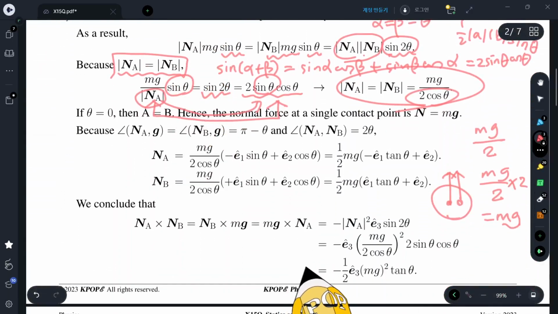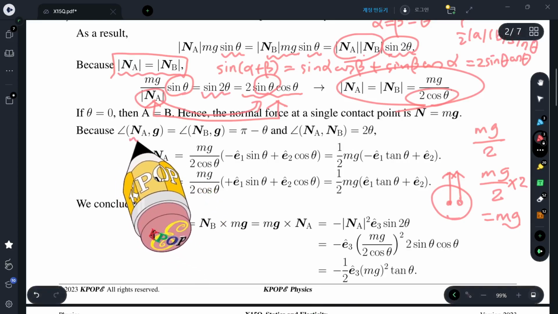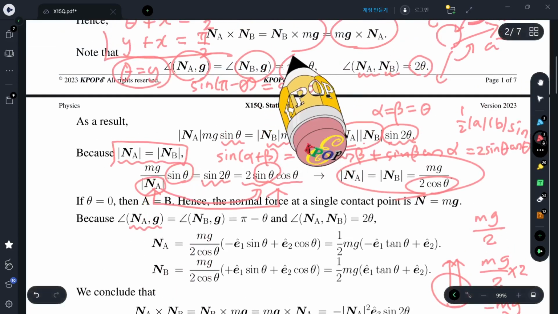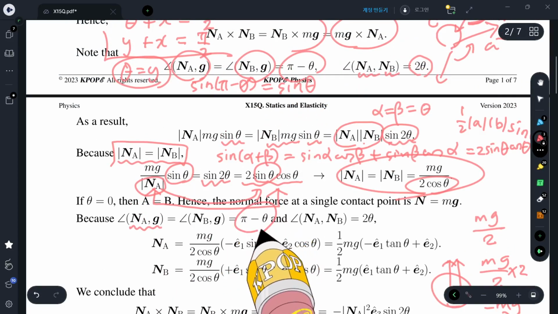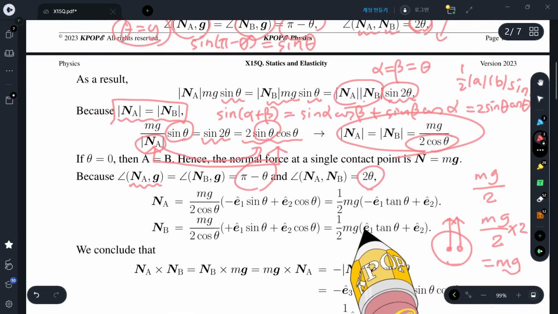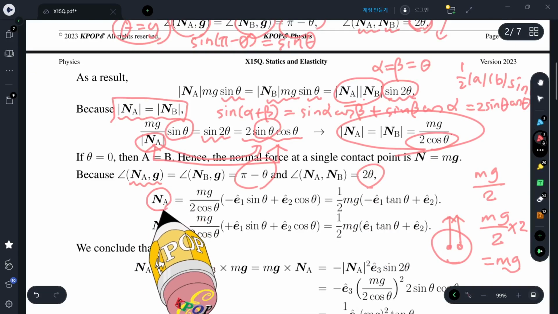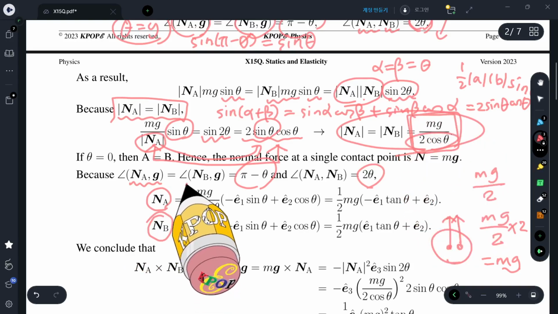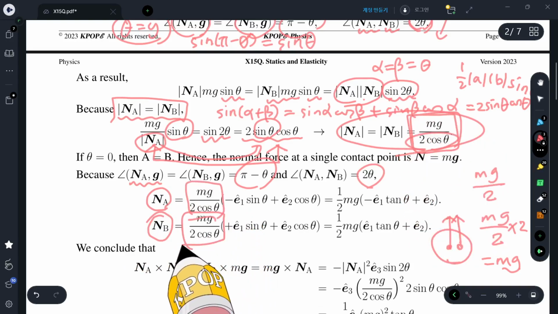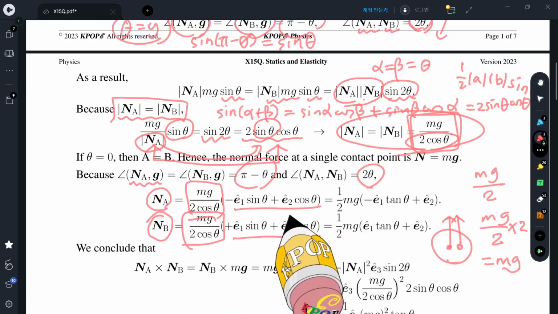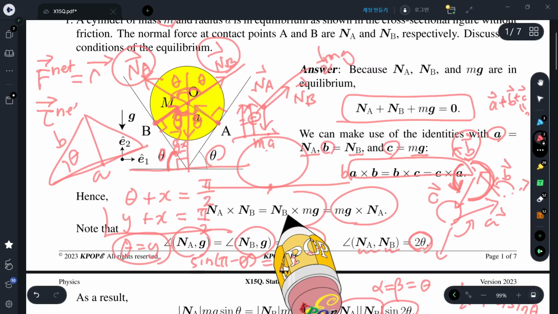Okay, next we have the angle between NA and G. That is already obtained like that. The angle between NA and NB is 2 theta. As a result, I can construct the explicit notation. If I have the magnitude in here, I can find out the unit normal vector along the direction of NA and NB.